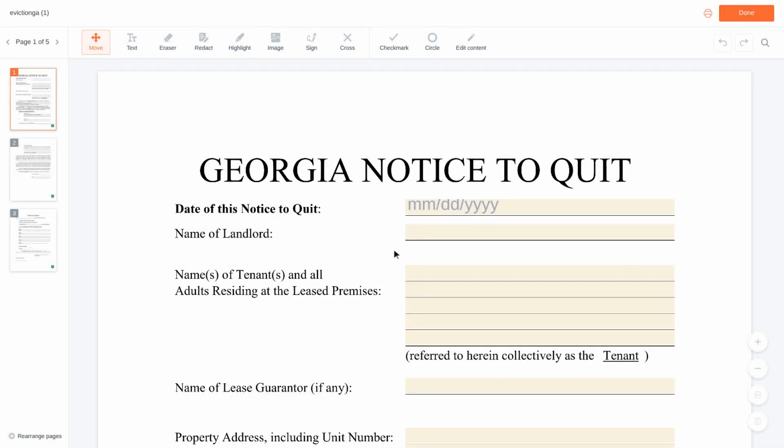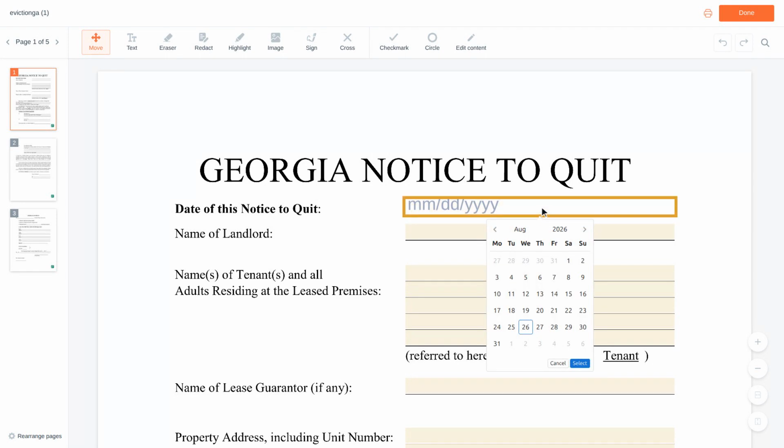Let's fill out the Georgia Eviction Notice together, the written notice a landlord serves before an eviction case can begin, and check what the state asks of it as we go. Start at the top with the date of this notice. Then the landlord's name, in our example Anna Baker, and the tenant's, here Ben Carter.